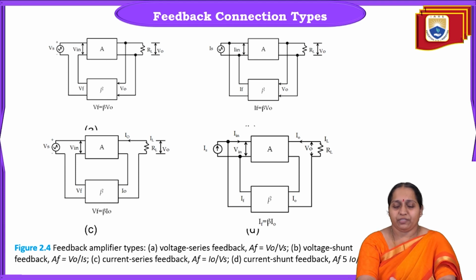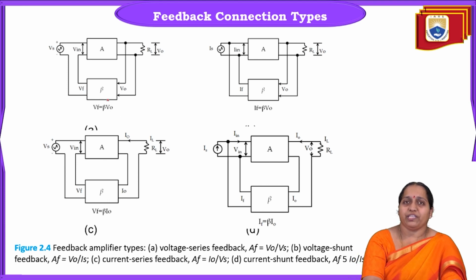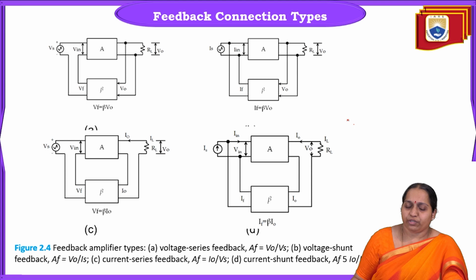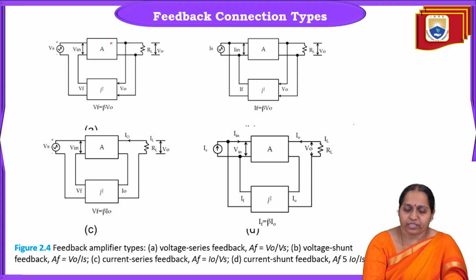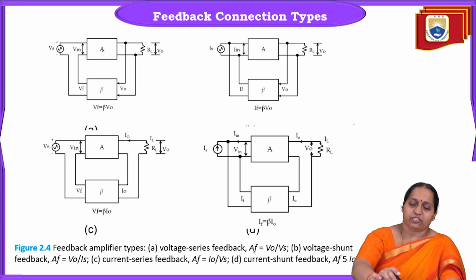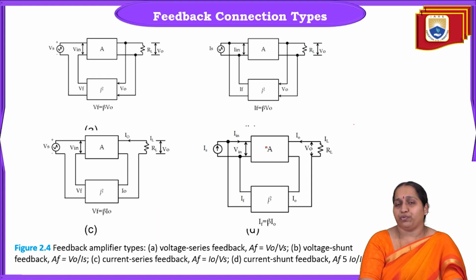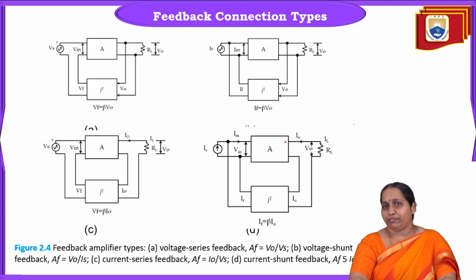If you look at the types, see here. First one is voltage series, then this is voltage shunt, then this is current series, and this is current shunt. In all the cases, A is the basic amplifier gain. This block indicates the basic amplifier, and this is the feedback network, with gain indicated by beta. So in all the 4 configurations, A indicates the basic amplifier gain and beta is the gain of the feedback network.